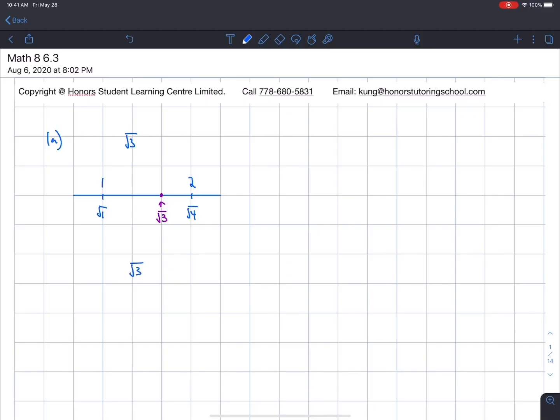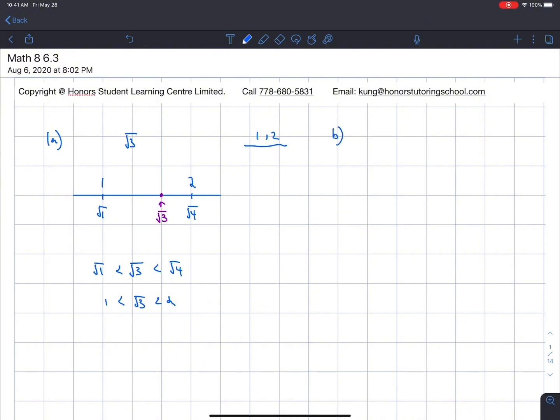So again, the square root of 3 is in between the square root of 1 and the square root of 4. So the square root of 3 is in between 1 and 2. So that's the answer. The square root of 3 is in between 1 and 2.